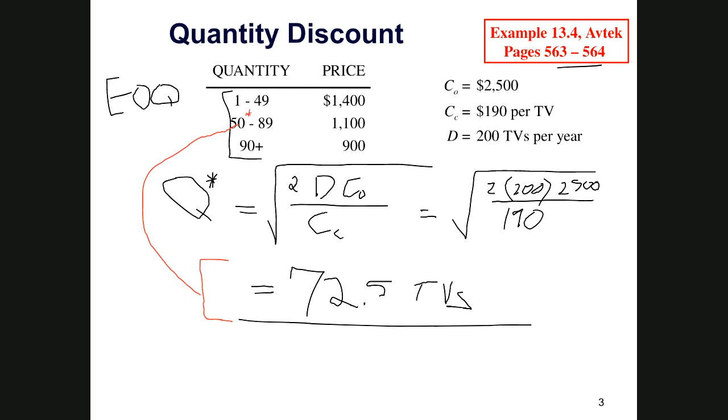So then the next step is we need to calculate the total annual inventory cost for Q star and compare that to the total annual inventory cost for the case where we order 90 televisions.